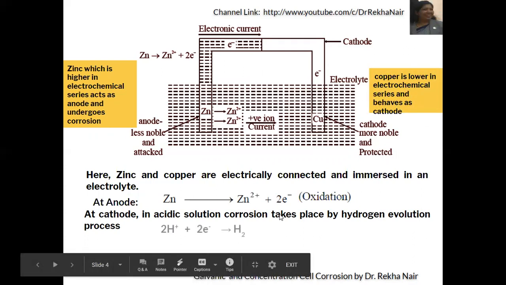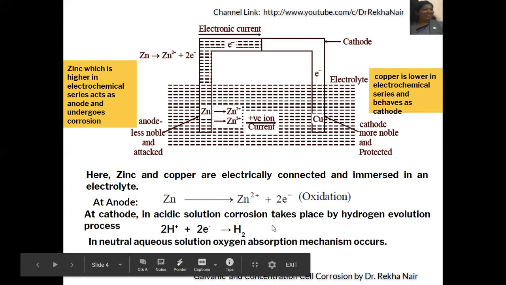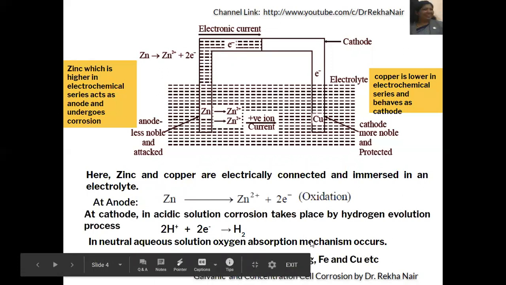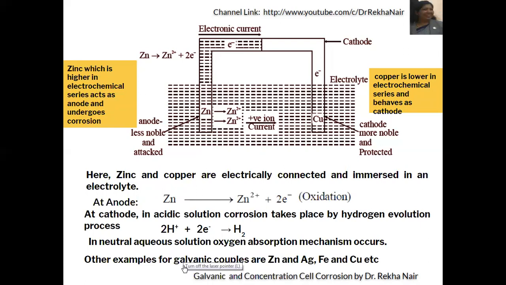At the cathode, if it is an acidic solution, then hydrogen evolution takes place. If it is a simple electrolyte as shown in the figure, then oxygen absorption will take place. If I consider it as an acidic solution, then 2H plus and 2 electrons will give rise to hydrogen. And if it is an electrolyte, then oxygen absorption will take place. That is, half oxygen will react with electrons and form the corresponding hydroxide, and zinc will react with this hydroxide to form zinc hydroxide. Galvanic couples are generally zinc and silver, iron and copper. These combinations will generally act as galvanic cells.